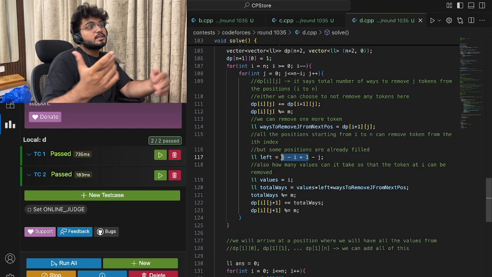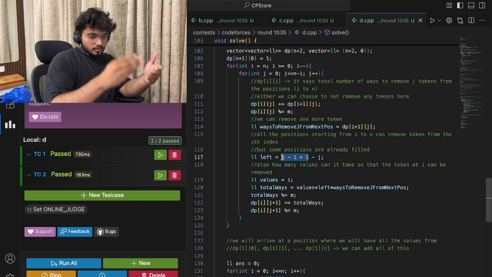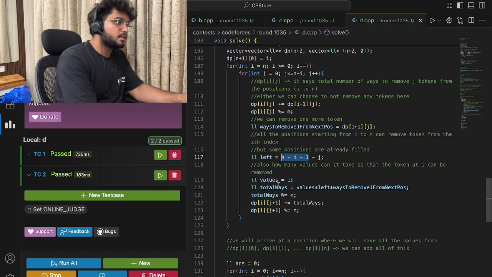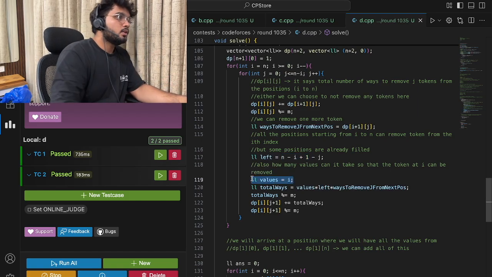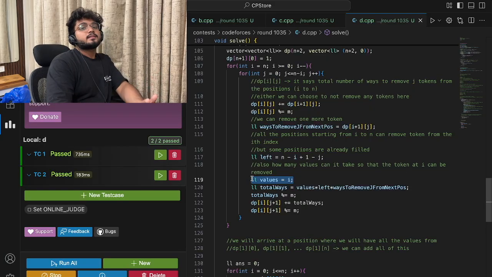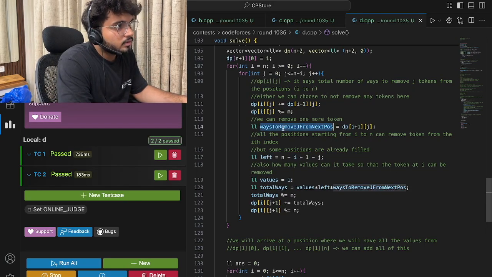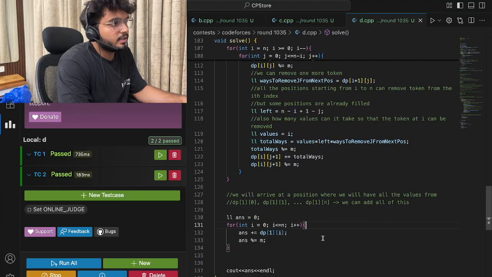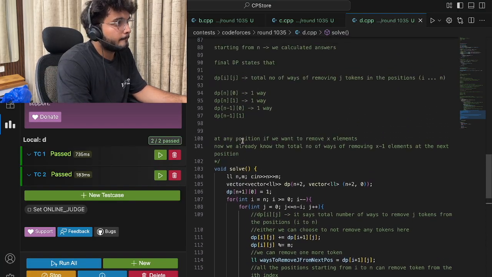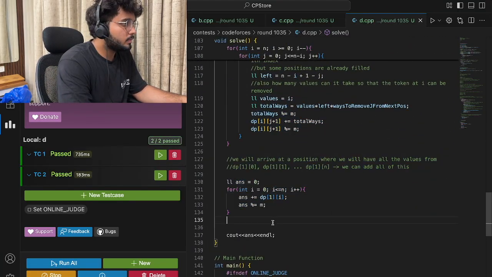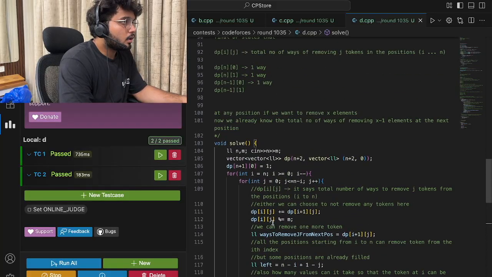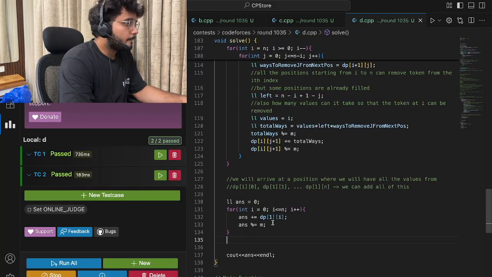How many values can these left indexes take? 1 to i. So this is the total number of values that they can take. So what will be the total number of ways to remove the current token? It is this into this into this. This is the total number of ways, right? And finally we arrive at this solution. I know this was a bit complicated, especially to explain, but yeah, this was the solution.